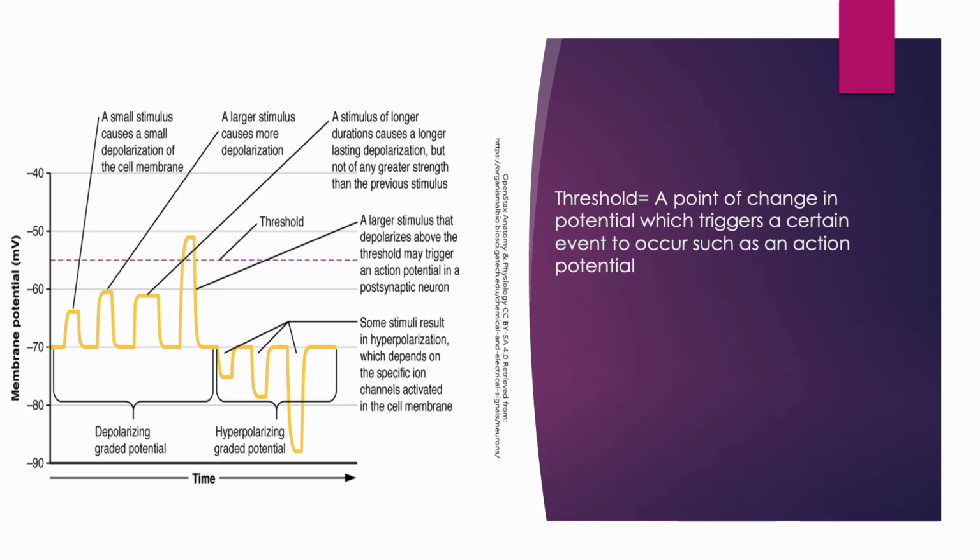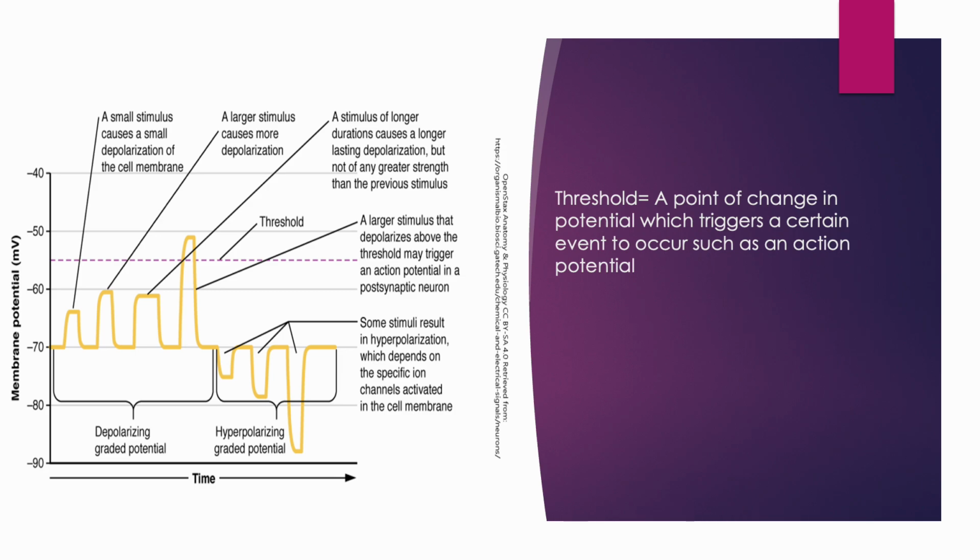With that being said, if enough depolarizing graded potentials occur close together, either in time or space, they can add up, or another word for that is summate, bringing the neuron to threshold value. And the threshold is the point where voltage-gated channels in the axon will open, which will be the start of an action potential.